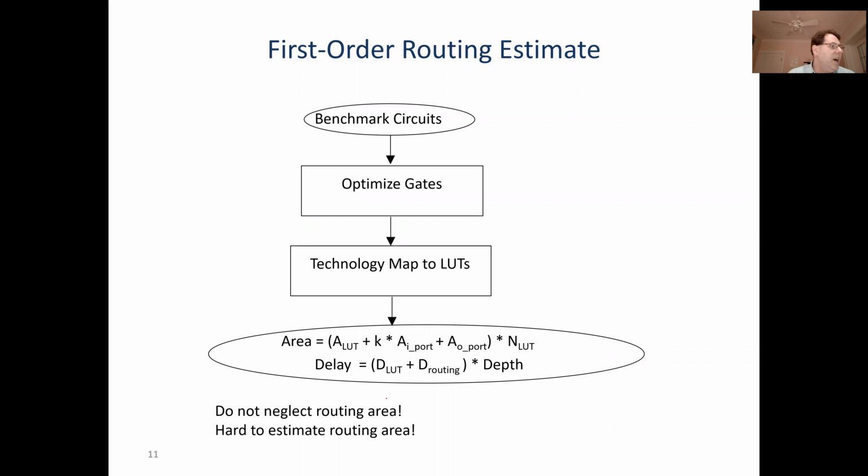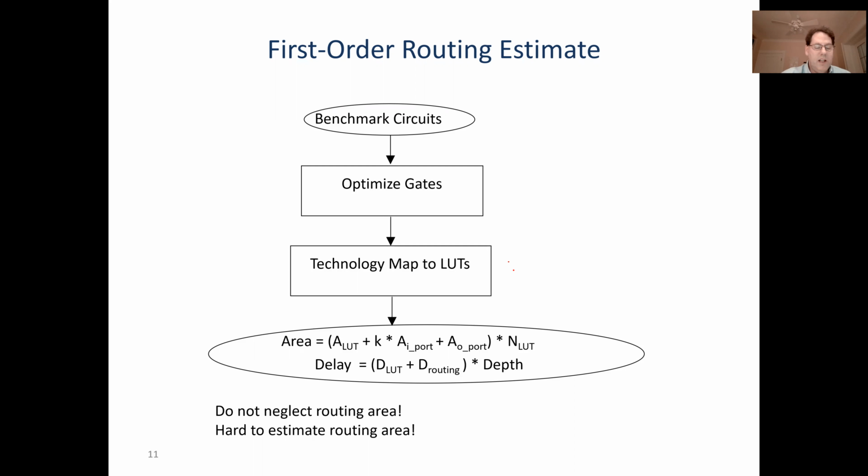So to do better, we have to have at least some estimate of routing. And it's hard to be perfect because the perfect estimate of everything involves building really good CAD tools, doing complete layouts and so on. So we're going to have to make some approximations. So here's my second try. I take benchmark circuits. I run them through a CAD tool that optimizes their gates. Technology maps to LUTs, so same as before, but I've just changed my area and delay model.